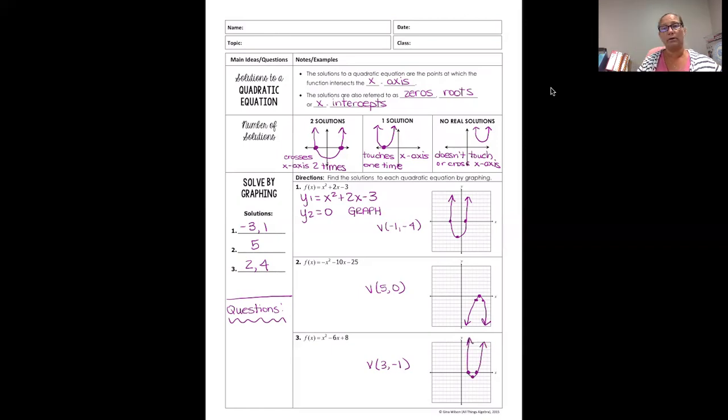So a final word, we are looking to see where the graph crosses the x-axis. We are going to use the keys on our calculator to do that. We are going to walk through some of these together in class. And don't forget to put questions in your questions box if you have them.